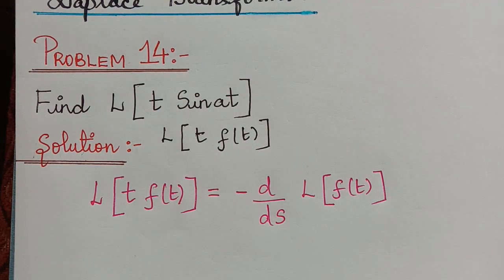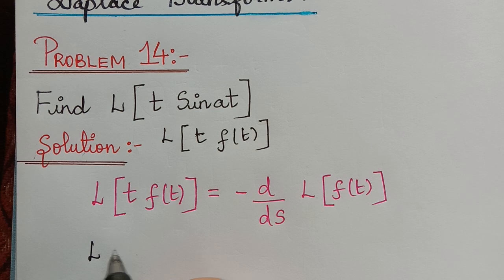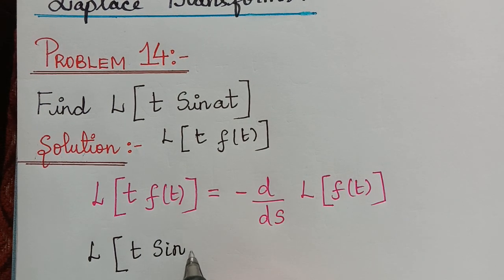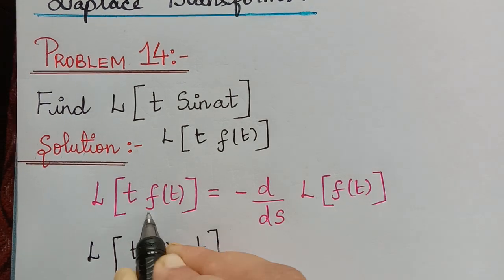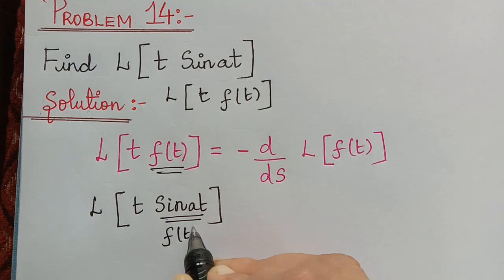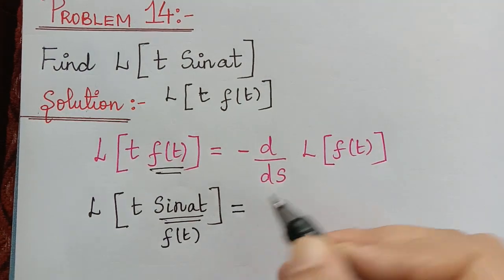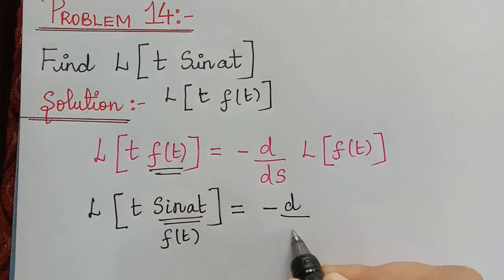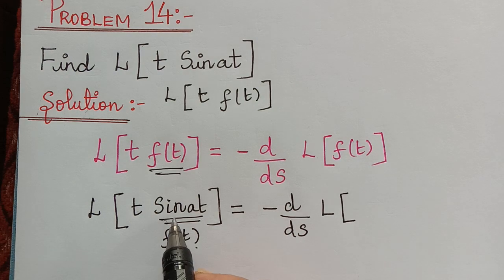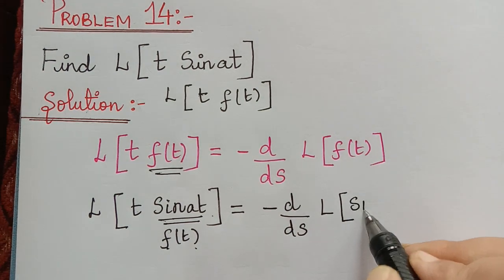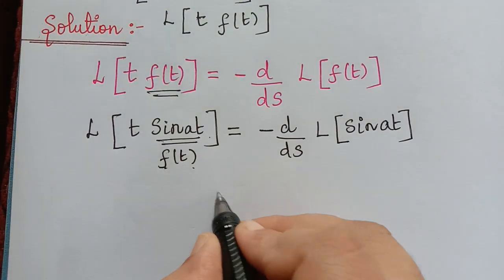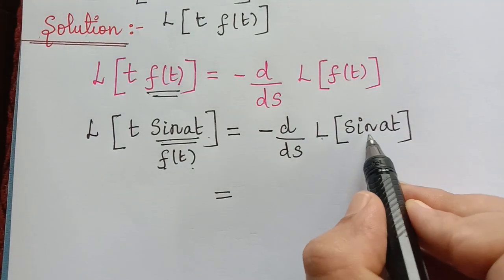Now in our given question, we have to find the Laplace transform of t multiplied with sine at. So that means f of t is equal to sine at. So this will be equal to negative d by ds of the Laplace transform of f of t, which here is sine at.